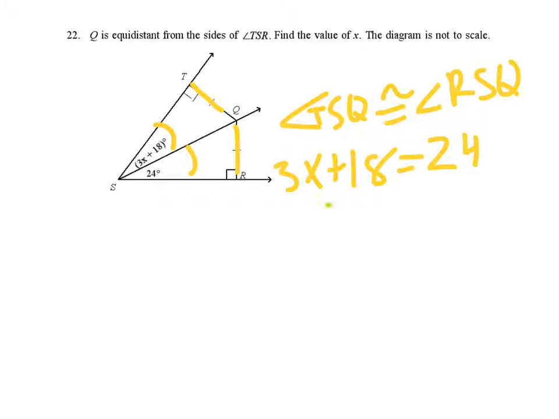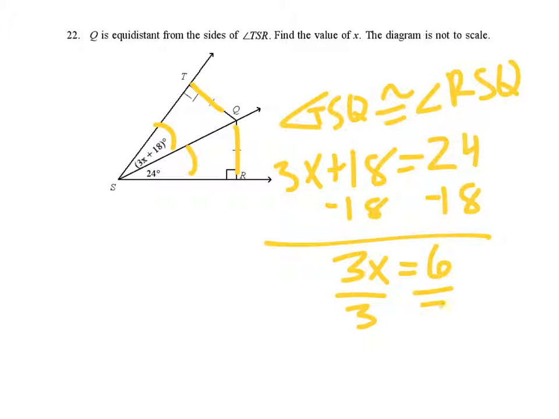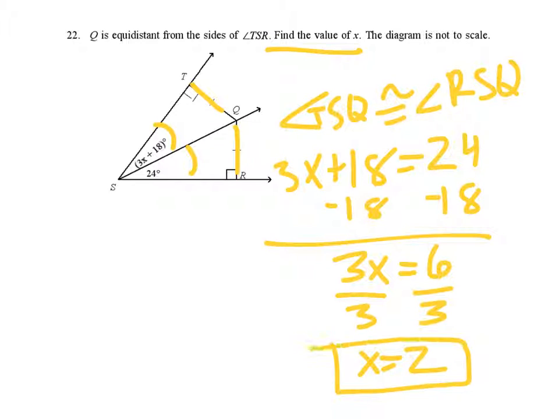We're going to go ahead and solve for x, so we're subtracting 18 from both sides. When I do that, I get 3x equals 6. We'll divide both sides by 3, which means x equals 2. You don't have to plug it in, we are just looking for the value of x, so my final answer would be x equals 2.